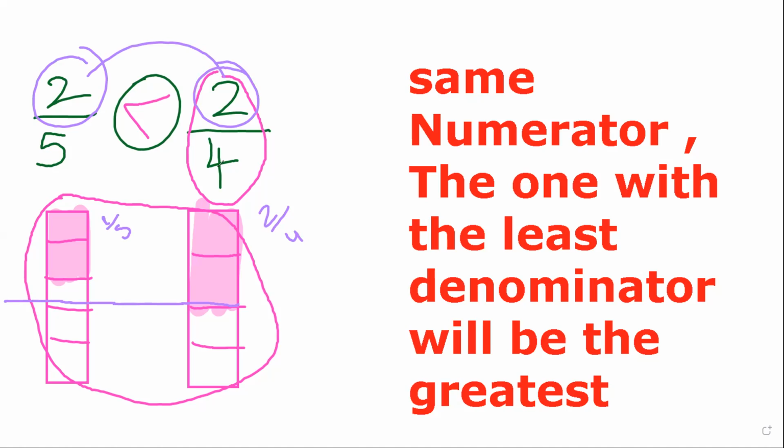If we have a different numerator, I cannot use this way. I have to compare them by making them have the same denominator. This works only if I have the same numerator. But if the numerators are different and the denominators are different, I cannot say this. Is it clear?